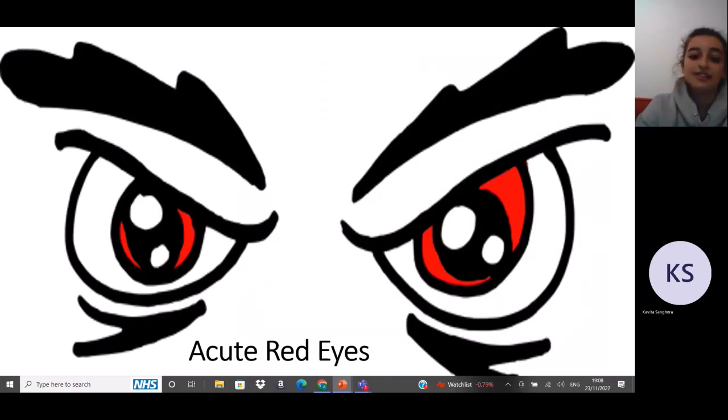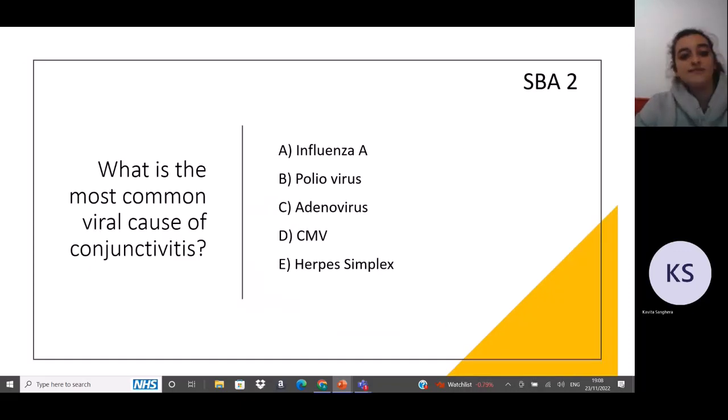So we're going to start talking about some acute red eyes now. We're going to start with another question. What is the most common viral cause of conjunctivitis? Is it A, influenza, B, poliovirus, C, adenovirus, D, CMV, or E, herpes simplex?